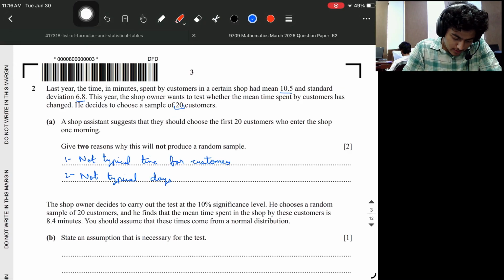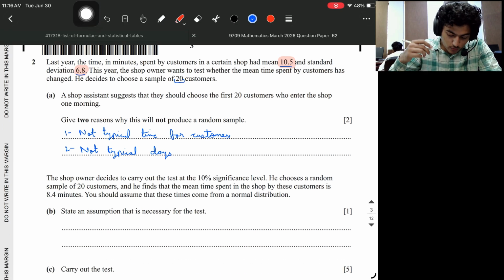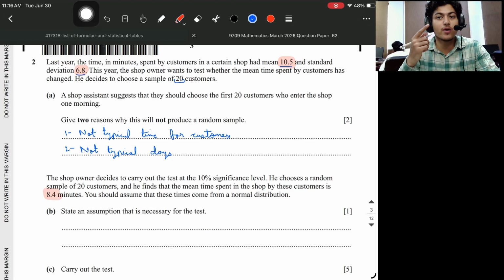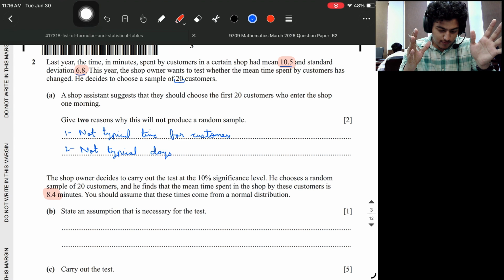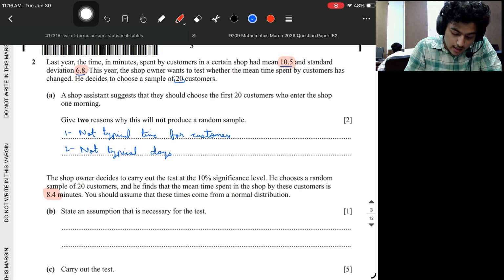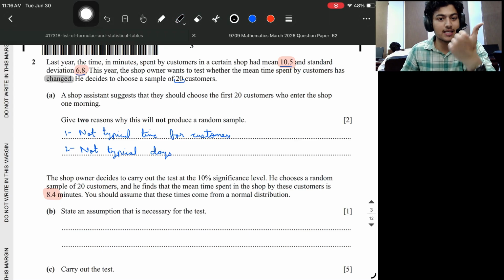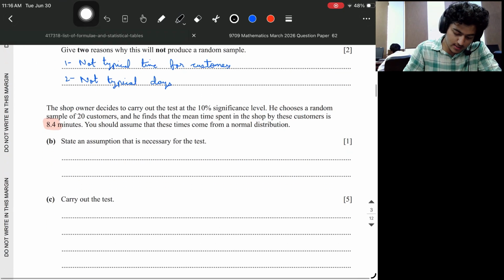Now, if you look above, last time, the time in minutes spent by customers in a certain shop had mean 10.5, right? And the standard deviation was 6.8. Now, if you look closely, what was the actual mean? The actual mean time was 8.4 minutes, and that is what you are testing against. You are testing whether the time spent by customers has changed. Another important keyword over here is changed. Since they have not mentioned whether it has increased or decreased, you'll see why further when we move on to the question. That is important, right? For now, let's attempt the question that they've asked.